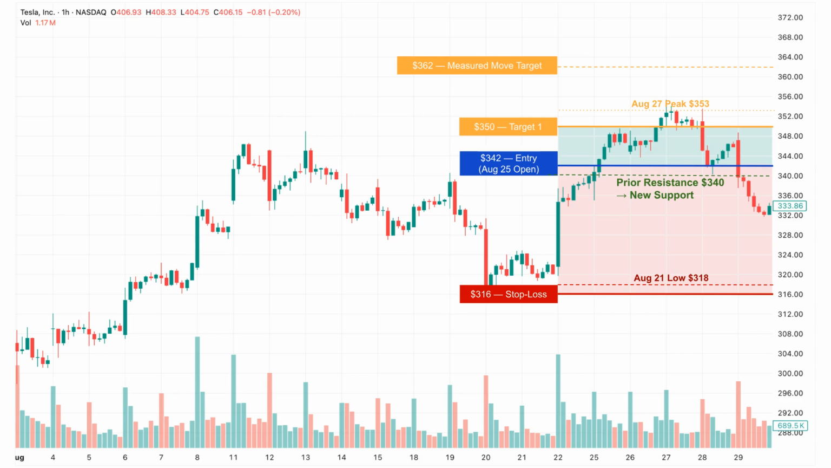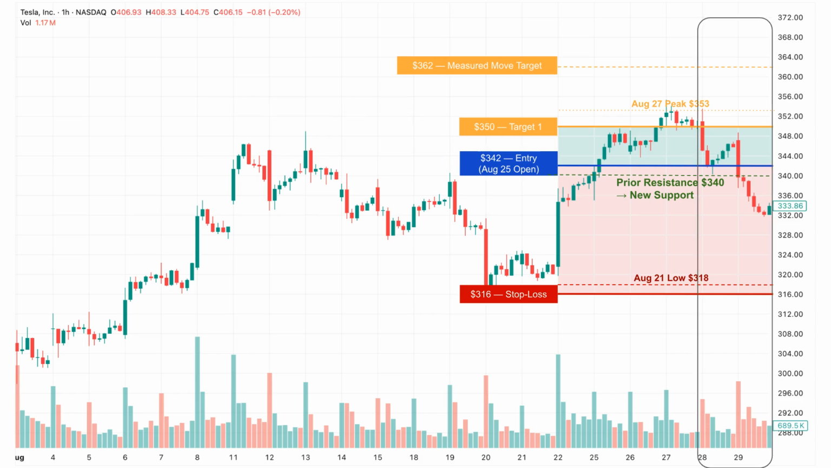Target 1 of $350 was breached during August 25th to 27th. The disciplined trader closes half the position near $350, locking in an $8 per share gain. The trailing stop on the remainder is raised to approximately $340, the breakout level.